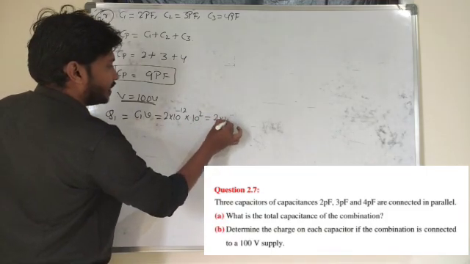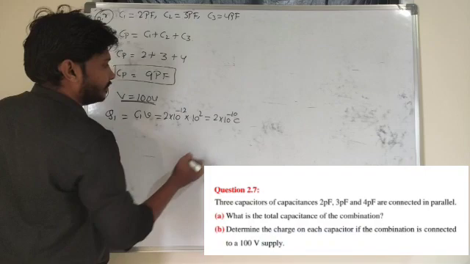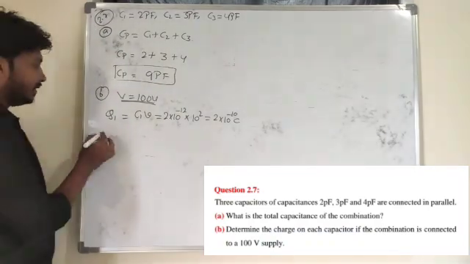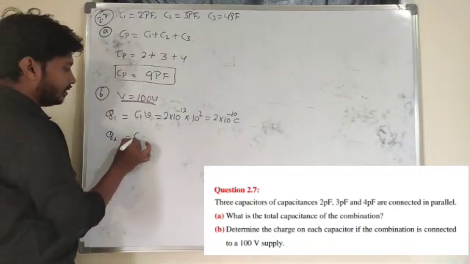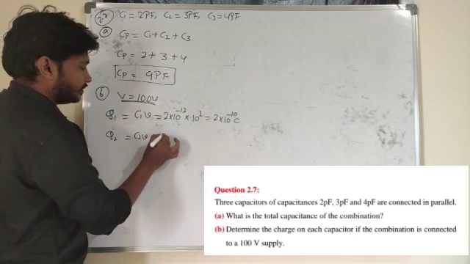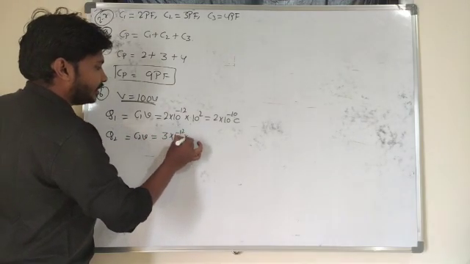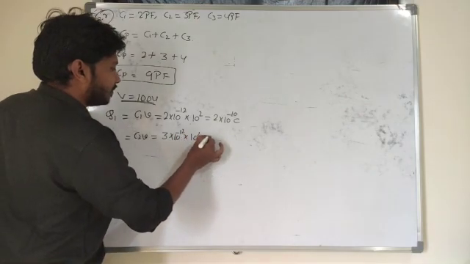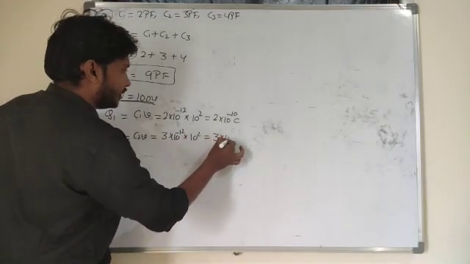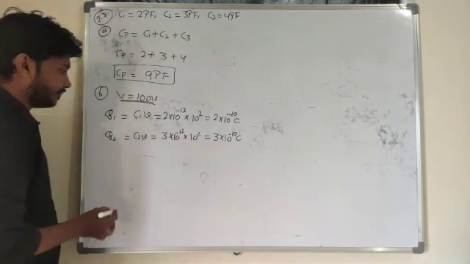So 2 into 10 to the power of minus 10 Coulomb here. So next one, Q2 is C2 into V. So C2 is how much? 3 into 10 to the power of minus 12 into 10 to the power of 2. So 3 into 10 to the power of minus 10 Coulomb.